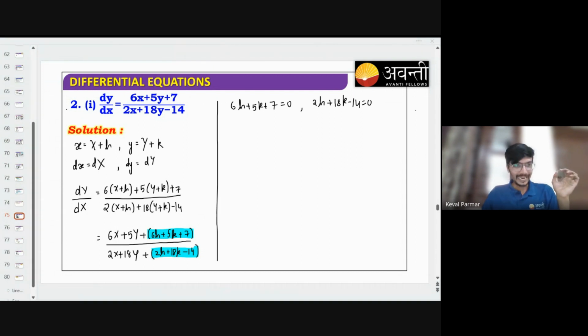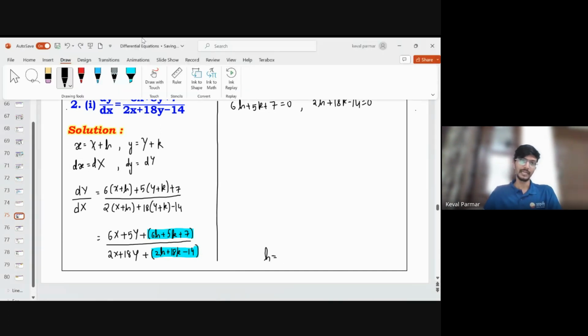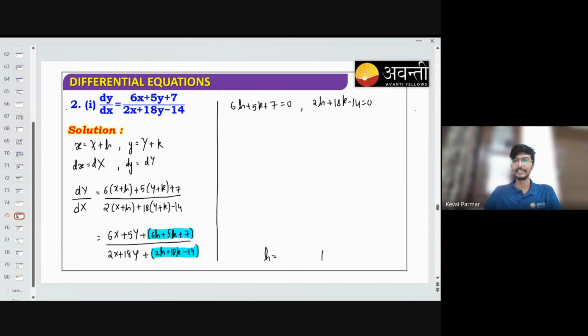Now, I am giving you some time. Let me give you 2 minutes so that you can tell me the values of h and k after solving them simultaneously. It's a very simple simultaneous equation. You have been doing this from school level. Till then, I'll drink some water. After that, please solve this and tell me the values of h and k. The time starts now. 2 minutes, guys.